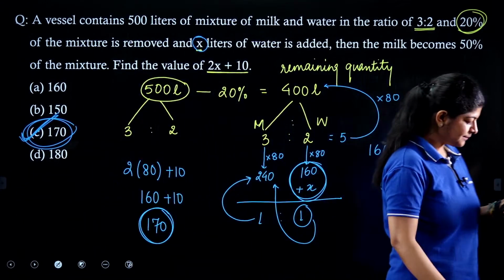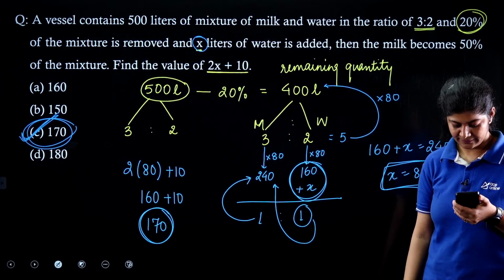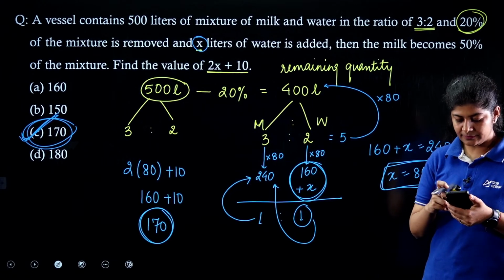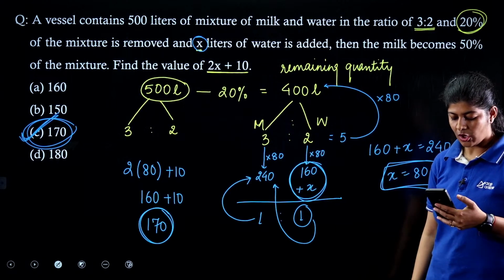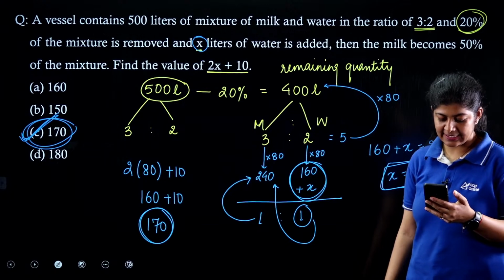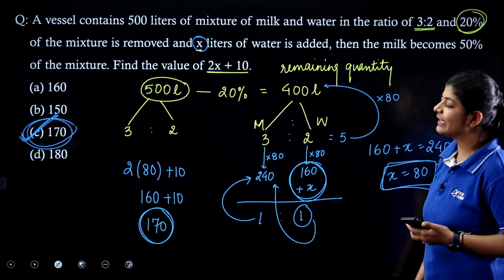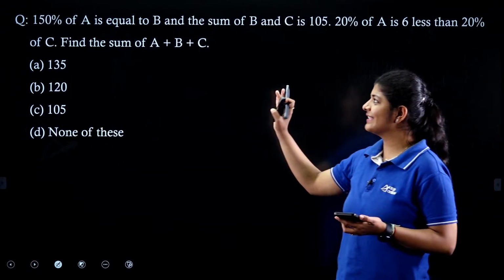Is it clear? Is it clear to everyone? Option number C is the correct one. Very good, easy, Ragla, Imran, very good. Right? 170 is the correct answer. Clear? Next.